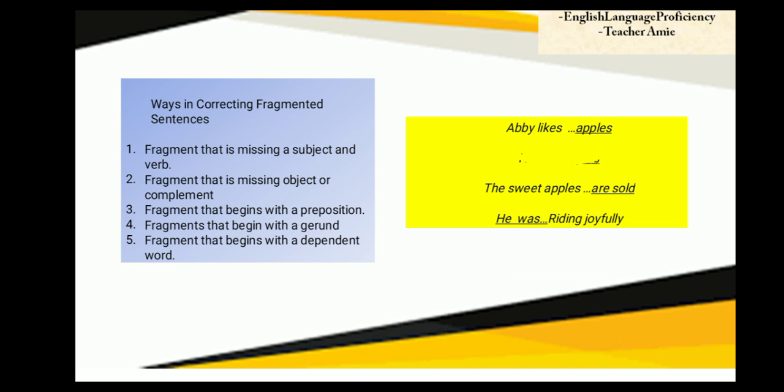Say, for example, here is, Abby likes. So, example natin kanina, you can add an object. What does Abby like? So, you could actually write apples. So, Abby likes apples. Therefore, that fragmented sentence before is now a complete sentence. I hate apples is a complete sentence. The sweet apples are sold. And here, riding joyfully, it's an incomplete sentence kanina, pero you try to supply subject, he was riding joyfully. So, they are now complete sentences and no longer fragmented.